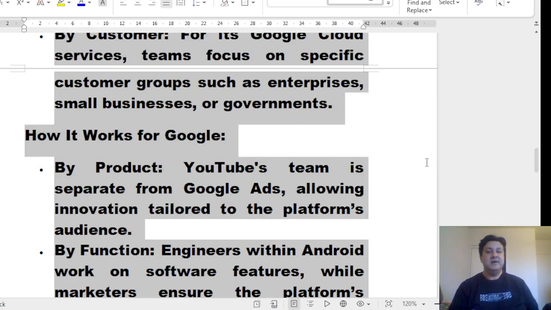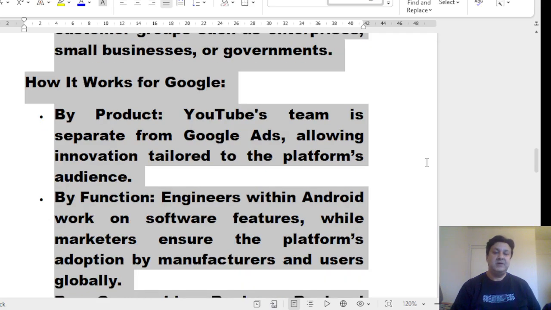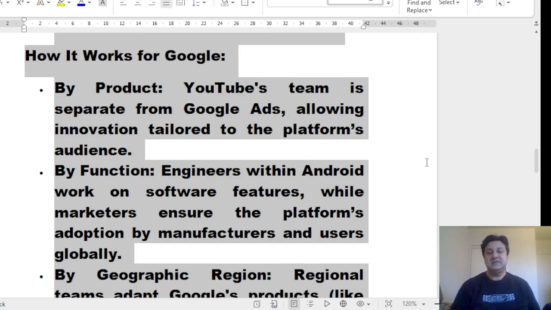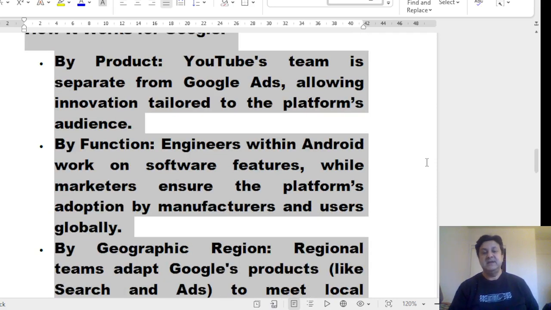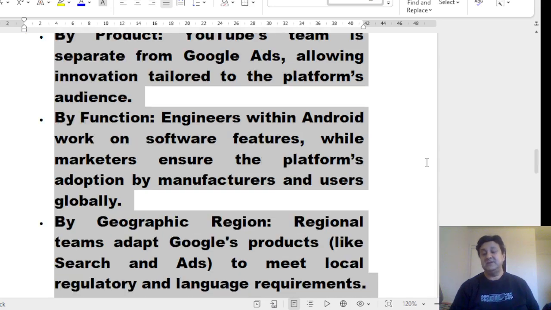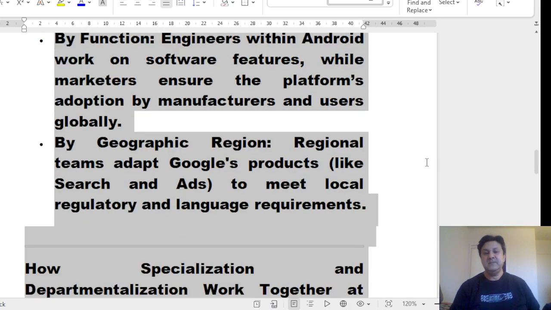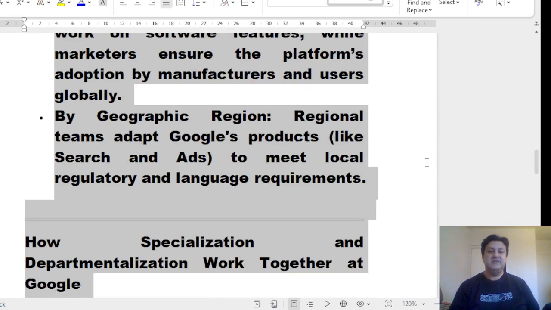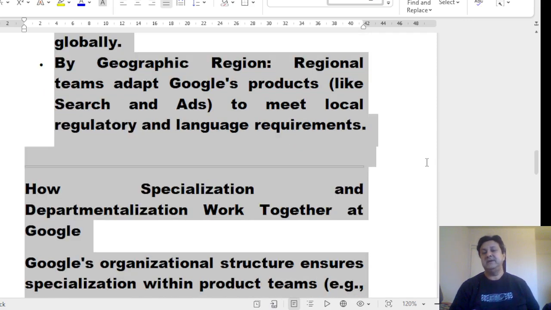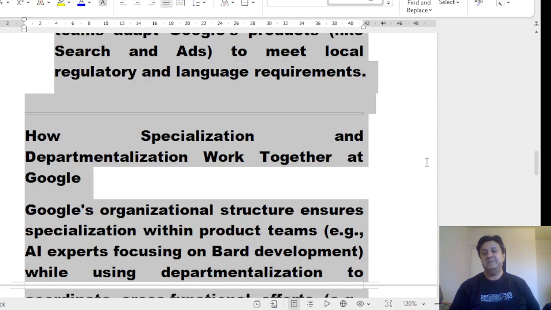How it works for Google: by product, YouTube's team is separate from Google's ads, allowing innovation tailored to the platform's audience. By function, engineers within Android work on software features, while marketers ensure the platform's adoption by manufacturers and users globally. By geographic region, regional teams adapt Google's products like search and ads to meet local regulatory and language requirements.